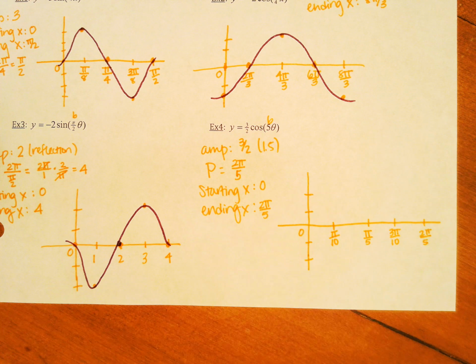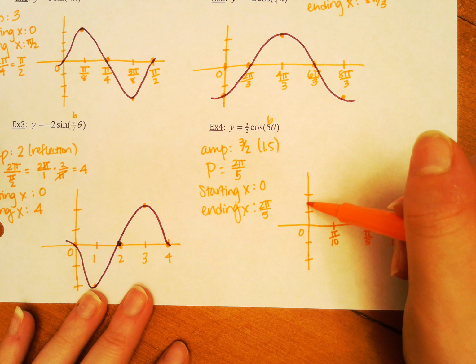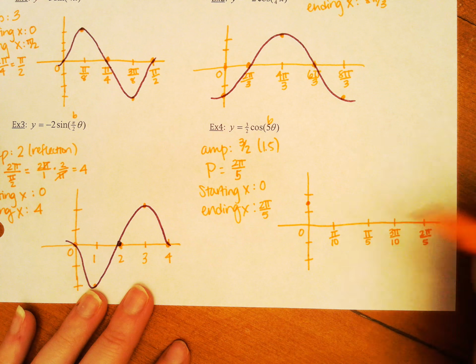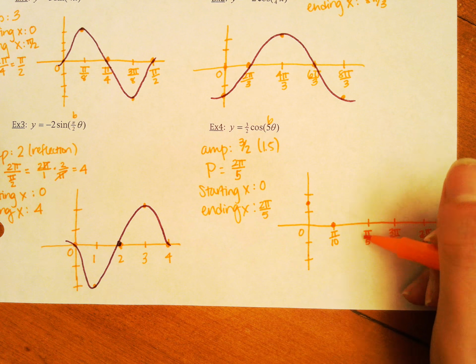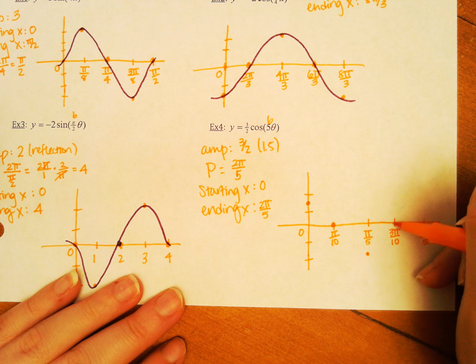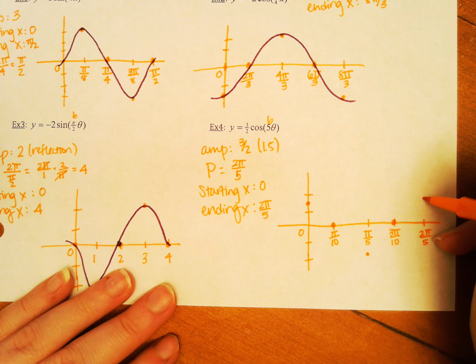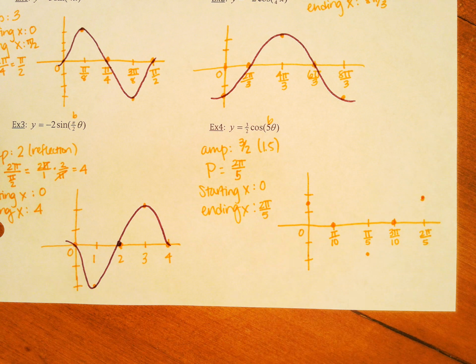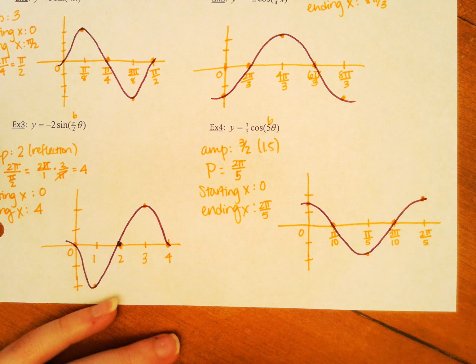Our amplitude is 1.5, 3 over 2. So cosine normally starts at 1, so in this case we're going to start at 1.5. We have a 0 at our second critical value, which in this case is pi over 10. At pi over 5, we're down here at negative 1.5. At our fourth critical value, we're at 3 pi over 10, which is going to be a 0. And then our last critical value, completing our cycle, is going to be at the 1.5. And if I connect my points in this smooth curve, we have our cosine function.